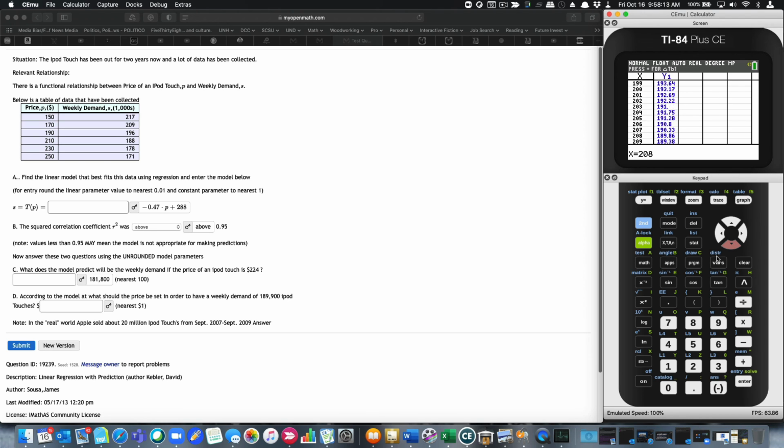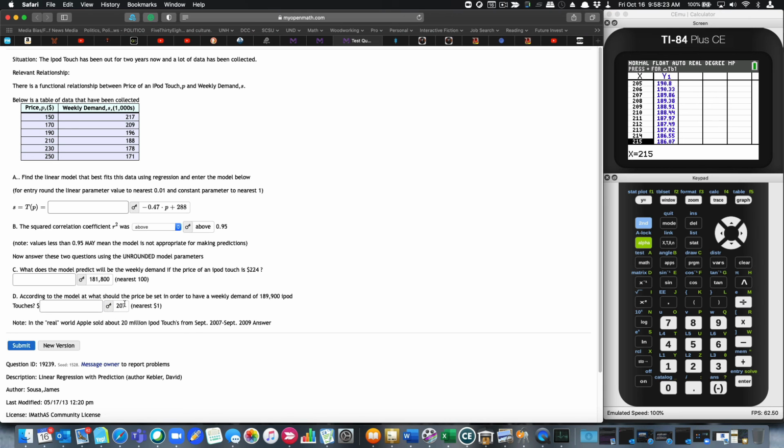And again, I'm looking for 189.9 in my right column. Oops, right there. 189.9 is associated, close enough, with 207. Okay, so hopefully that's helpful.